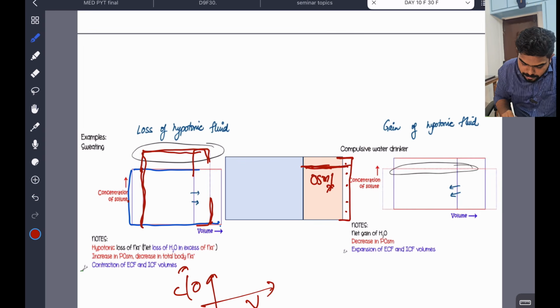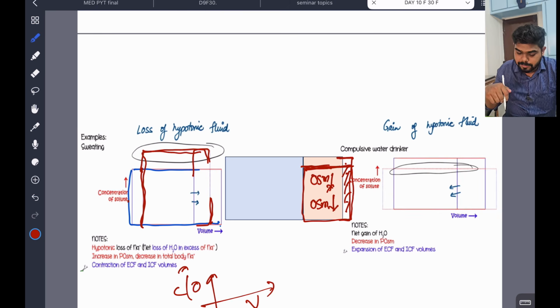So it will be like this. You can see volume increased because of gain of hypotonic fluid, but the osmolarity decreased. The graph changed like this. Clear? Now here osmolarity decreased, and here it is high osmolar. Clear? So what happened?